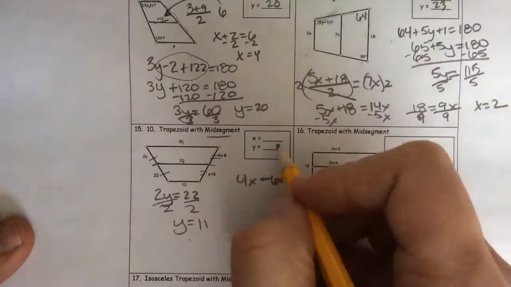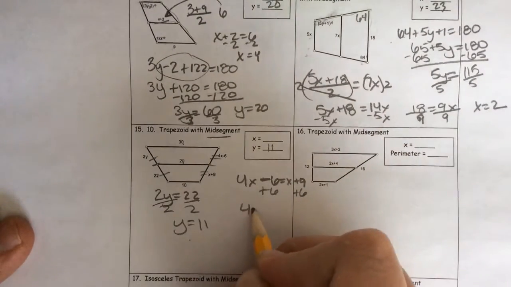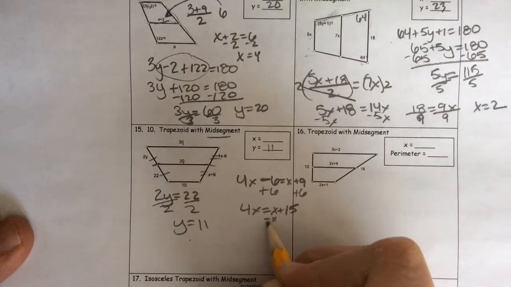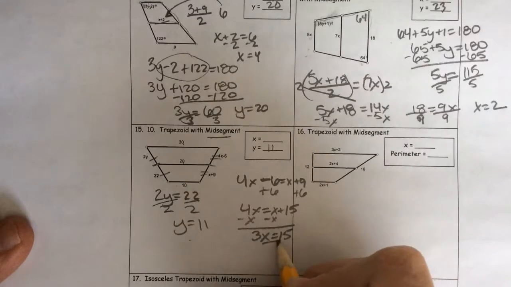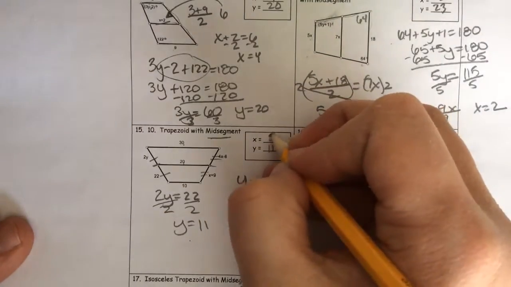Y equals 11. To solve for this one, we're going to add 6. 4x equals x plus 15. Minus x from both sides. 3x equals 15, and then we divide both sides by 3, giving us 5 for x.